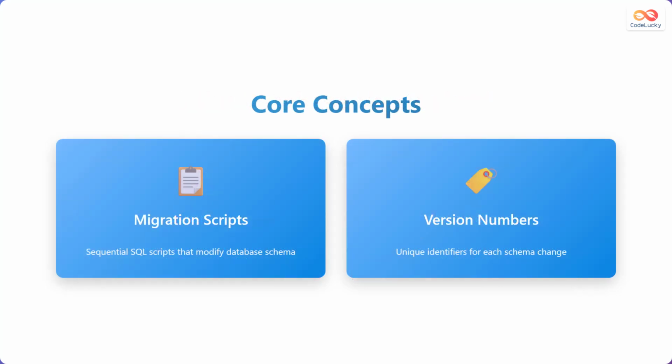Let's look at the core concepts of database versioning. First, we have migration scripts. These are sequential structured query language scripts that modify the database schema. Each script represents a specific change. Second, version numbers are the unique identifiers for each schema change, allowing us to track and manage them effectively.